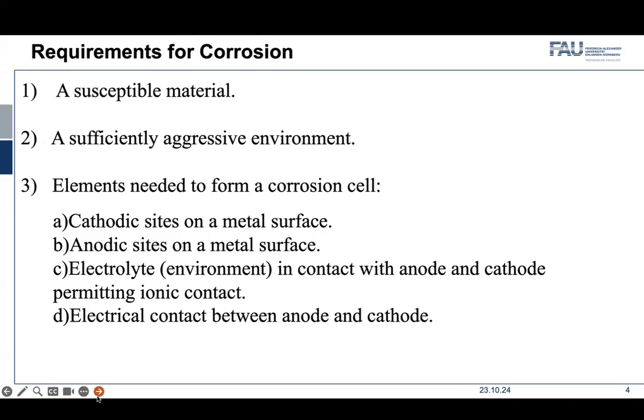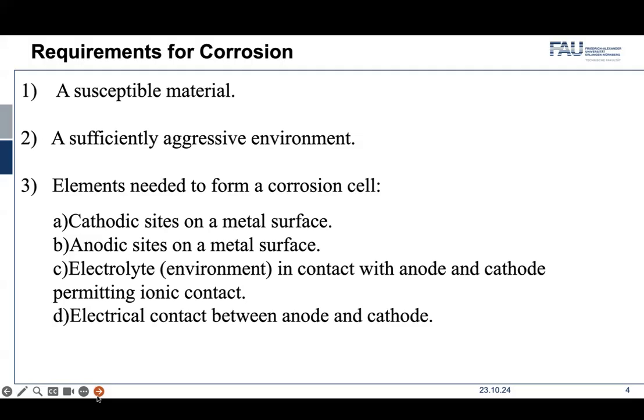And you need the following elements to form a complete corrosion cell, because the material which you have immersed in this environment needs to remain overall electroneutral. So you need to have these elements: the cathodic sites on a metal surface that can consume the electrons that are produced, and anodic sites that are the selective dissolution sites, and we need an electrolyte that is in contact with both the anode and cathode. This is an ionic contact, because you need two circuits.